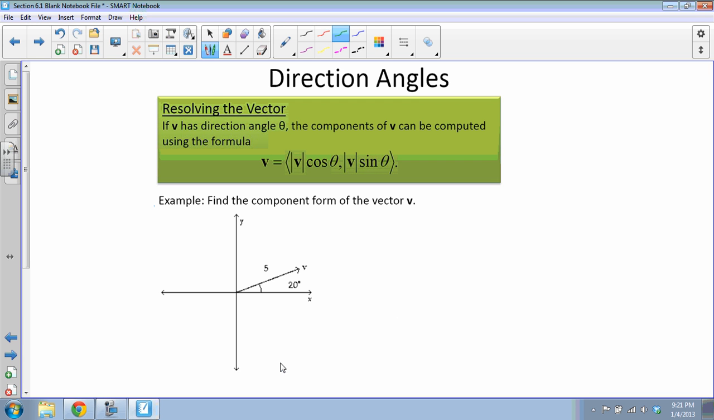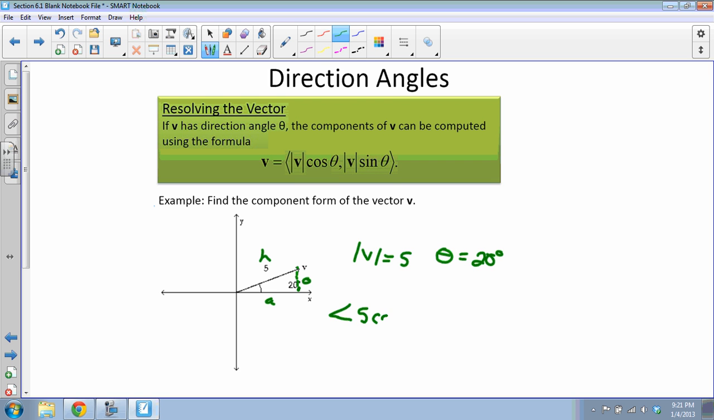We've got an example here. If I want the components of this, we're making this into a right triangle, using the adjacent side, the opposite side and the hypotenuse, and working out our right triangle trig. But it's pretty easy to remember this formula, so you don't even have to draw the triangle. The magnitude of v is 5, and the direction angle is 20, so we just need to fill this in.